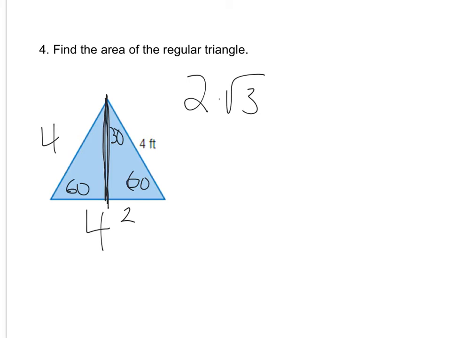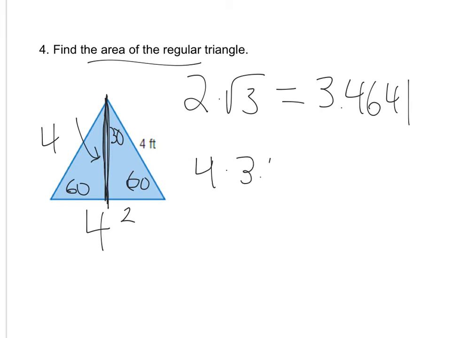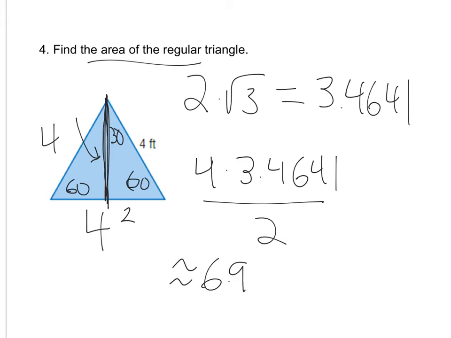So when I do that, I get 3.4641. That is what this height is. So my area is just going to be 4 times 3.4641 divided by 2. So my area is going to be approximately 6.9282 feet squared.